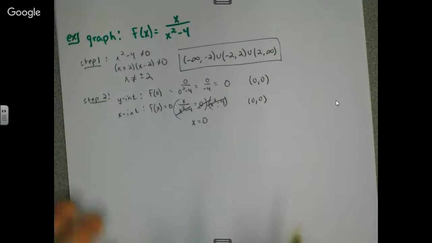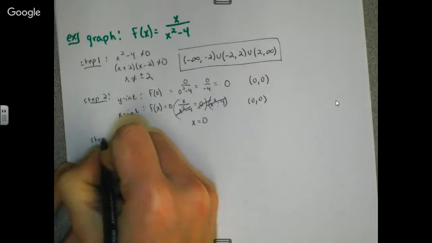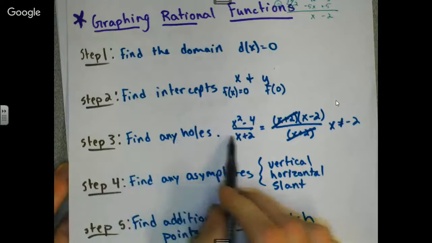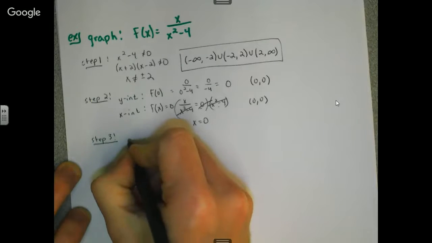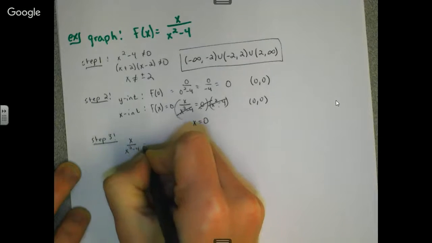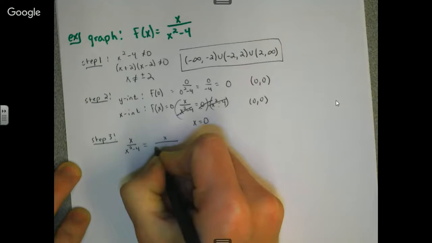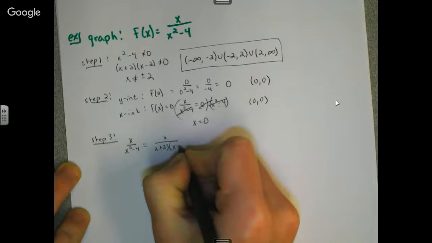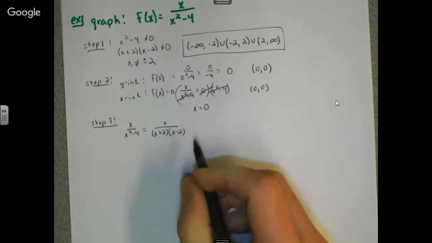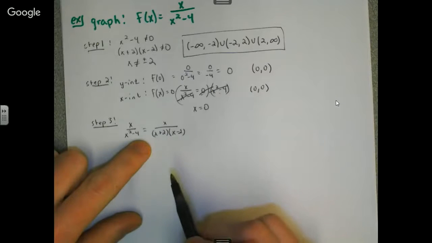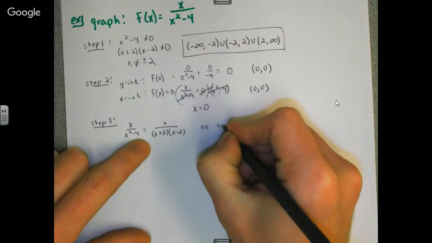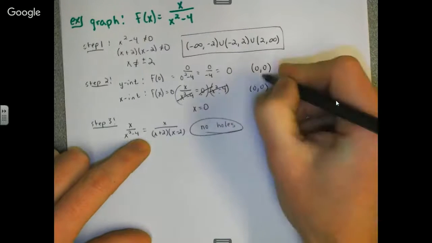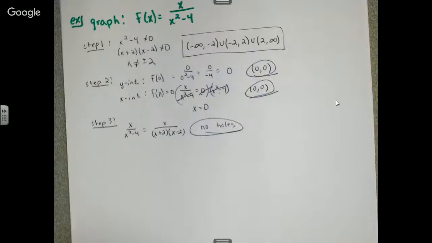Step 3 was to find any holes. That's where it cancels out. Again, if I take my function and factor it all the way out, you can notice that nothing here cancels. So I don't have any holes. There are no holes for step 3.